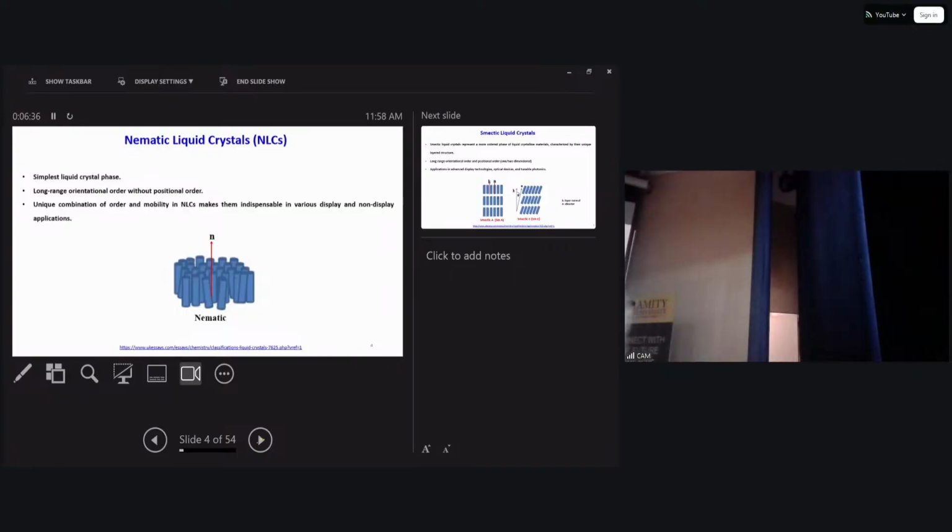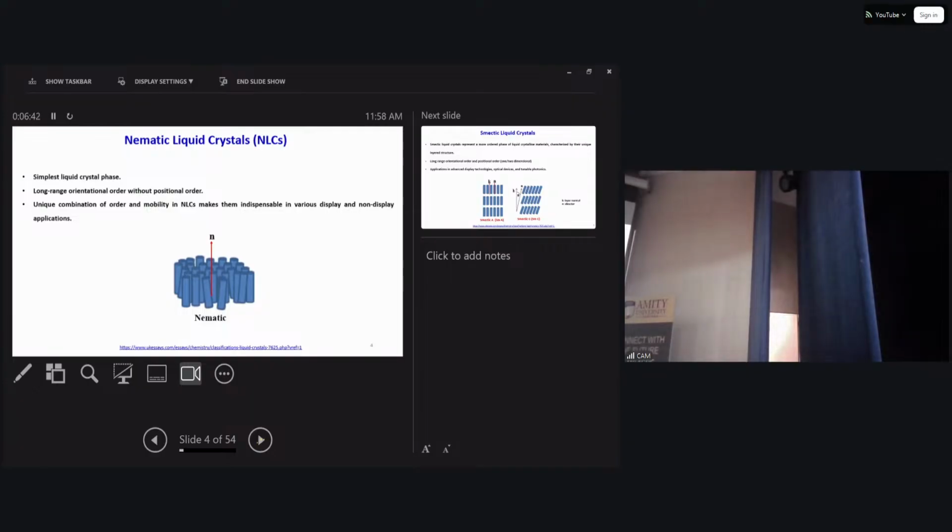Now, when we come to the point of which kind of material we are going to use in these devices, the first one is called the nematic liquid crystal. This is one of the simplest phases of liquid crystal material. In this diagram, all these are the molecules; these are schematics of rod-shaped molecules.